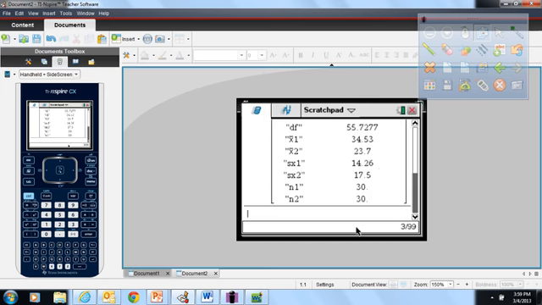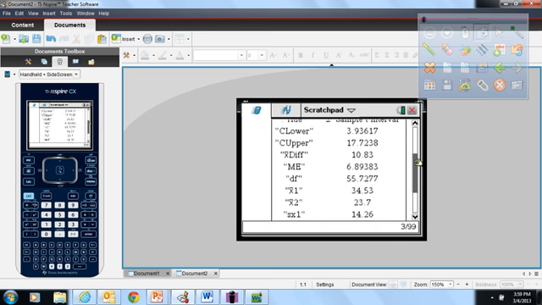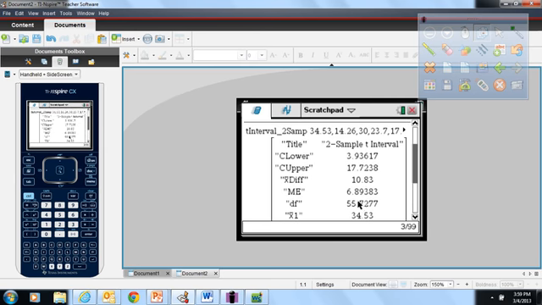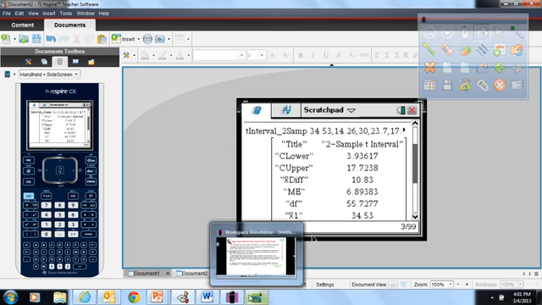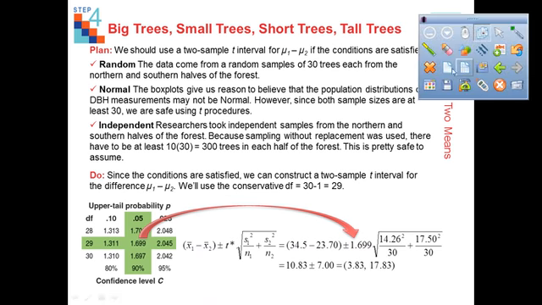When I run this in the calculator, notice it tells me what my degrees of freedom is. It's 55.72. It gives me my margin of error, my X bar difference, my lower, my upper, my X bar 1, my X bar 2, and all of that. But what I'm really worried about is this degrees of freedom. They don't give you the critical value. If you run it in the calculator, it's not going to tell you what that is.